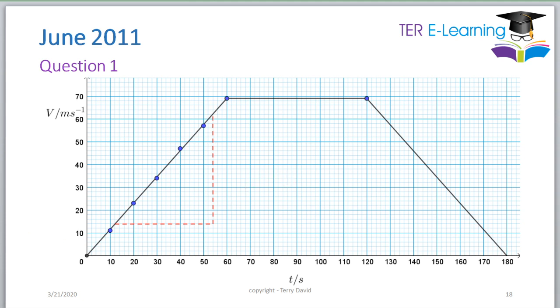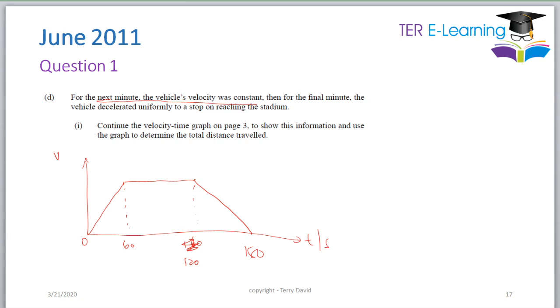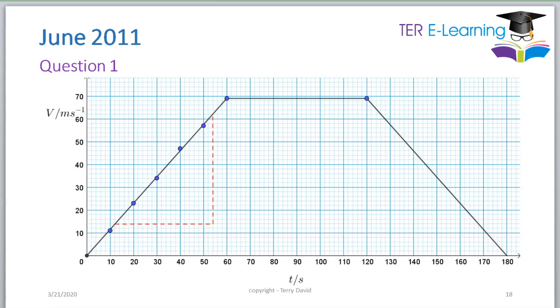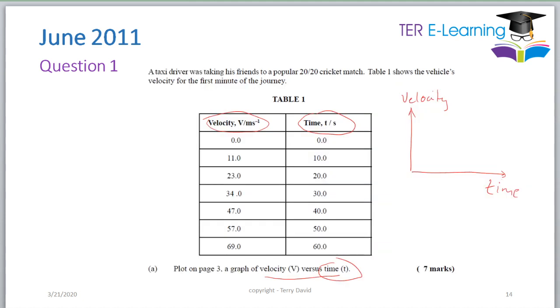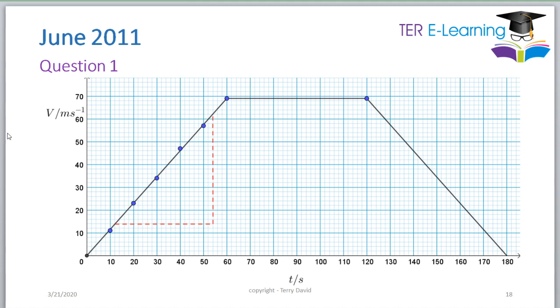So the question, apart from drawing the graph, also said, use the information to determine the total distance traveled, right? So I'm going to leave the graph up for a sec, and I want you all to determine the total distance traveled. If you don't have the paper in front of you, the velocity at the top was 69 meters per second, right? So if the velocity was 69 meters per second, I want you all to work out the total distance traveled for the 180 seconds, right? So I'll give you a few minutes to work that out.